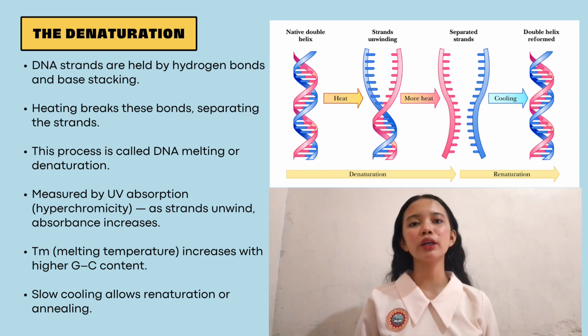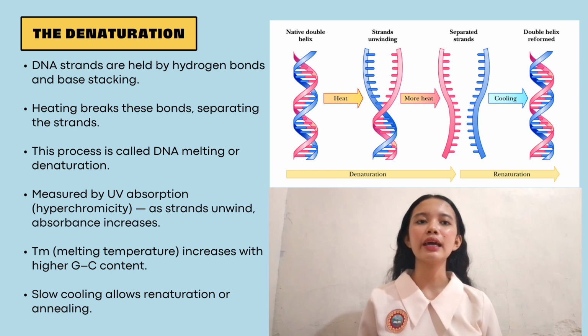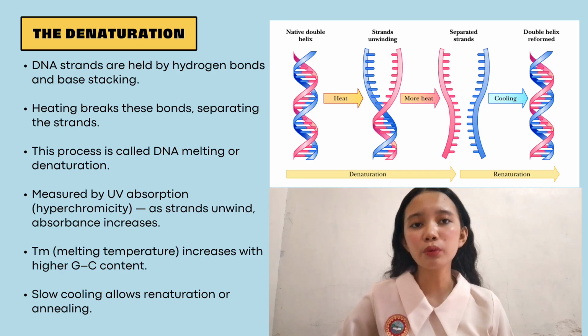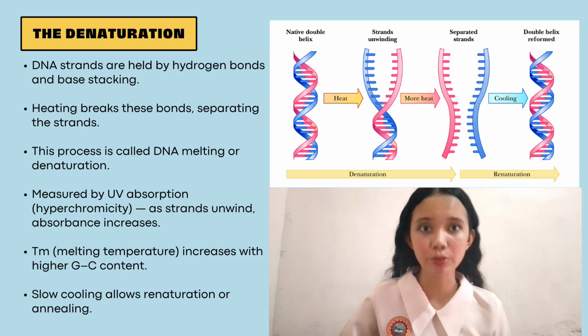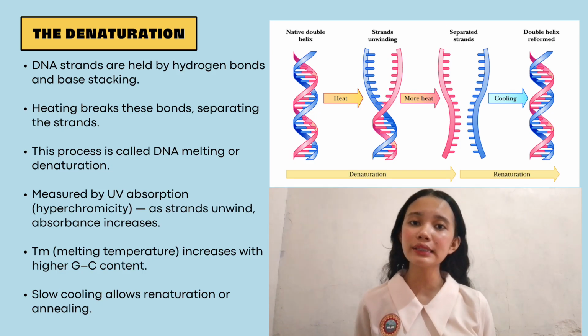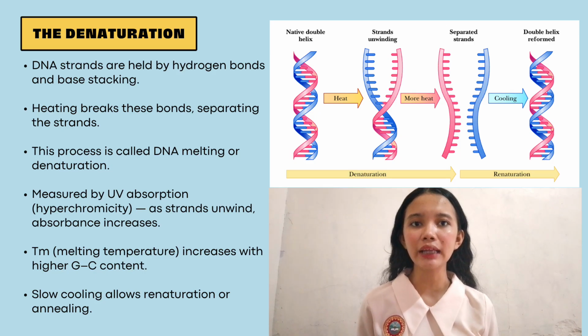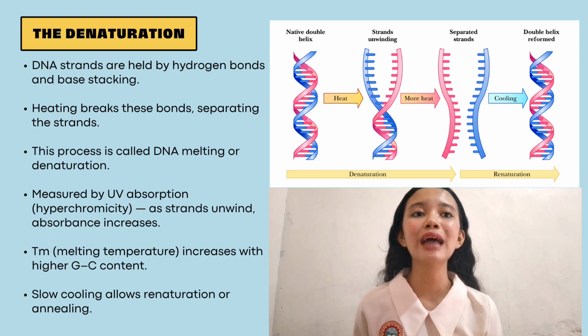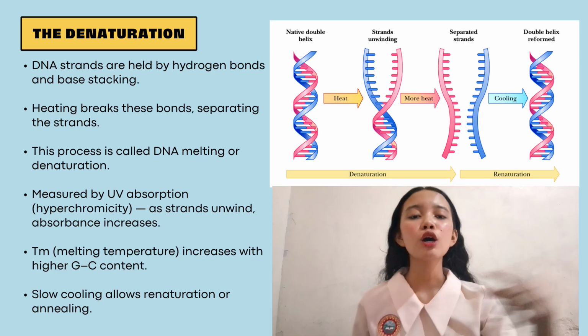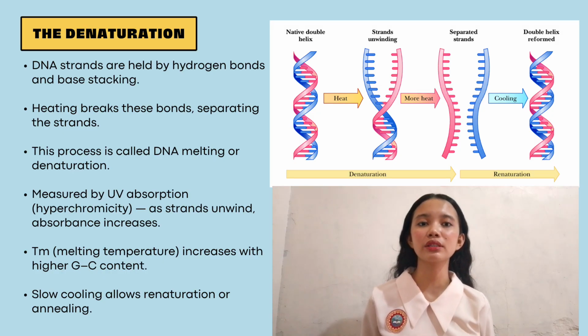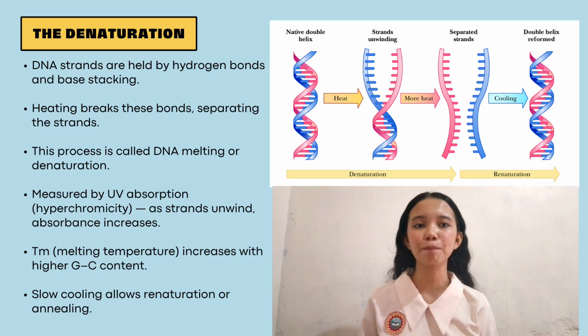Now, how do we monitor DNA denaturation? It can be observed through ultraviolet light absorption at a wavelength of 260 nanometers. As the DNA strands separate, the absorption of light increases. This increase in absorbance is called the hyperchromic effect, which occurs because the bases become unstacked during denaturation.